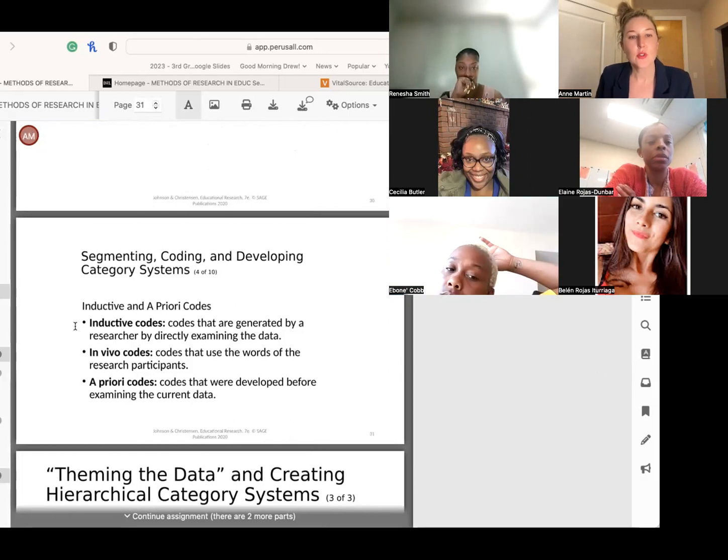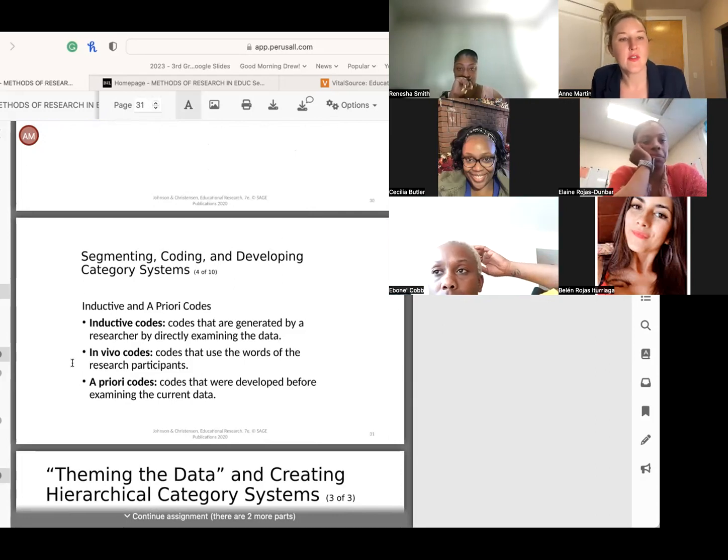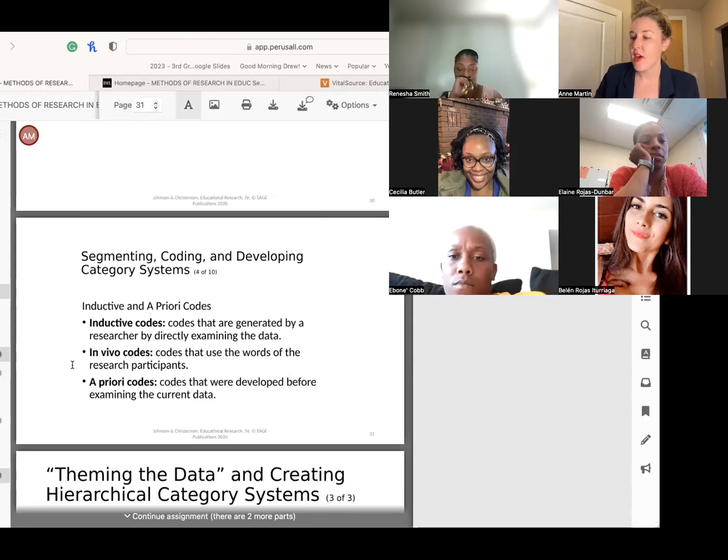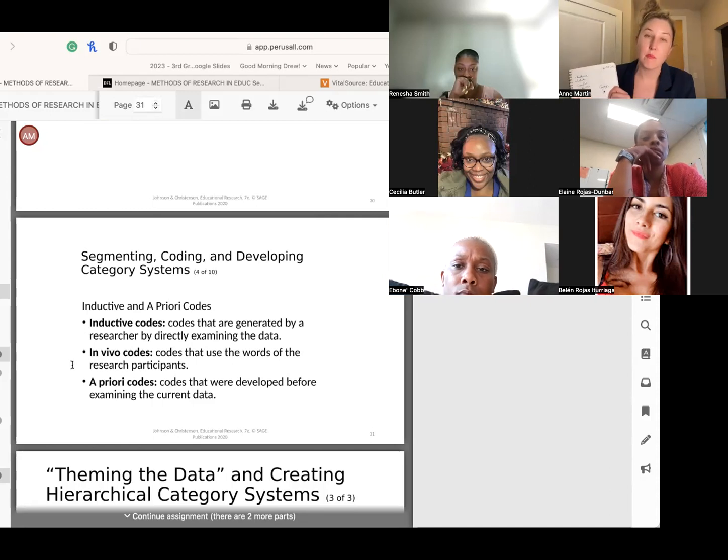So for the codes, we have inductive codes that come from the researcher. This is like summarizing, and there's some different methods for this too. And then in vivo, taking the participants' words, just a keyword out of their quote and using that. And then a priori is when the researcher would make a list of terms that they're looking for before they even look at the data, and then go and assign one of those to each.